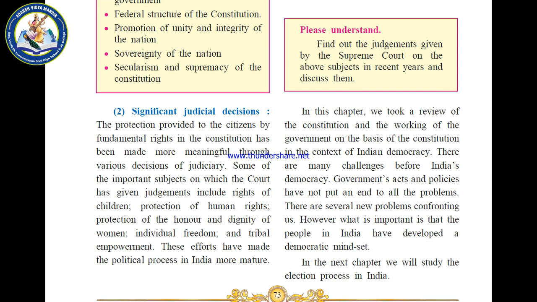Some of the important subjects on which the court has given judgments include rights of children. उनमें से कुछ ऐसे subjects हैं on which our Supreme Court has given some judgments. First, rights of children, protection of human rights, protection of the honor and dignity of women, individual freedom and tribal empowerment. So such judgments proved that the Supreme Court, the judicial system, is really a guard of the Constitution. Constitution के fundamental rights को बचा कर रखने वाला एक guard है judiciary system, ऐसा हम बोल सकते हैं.